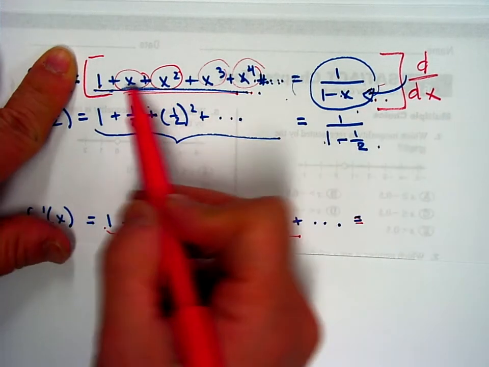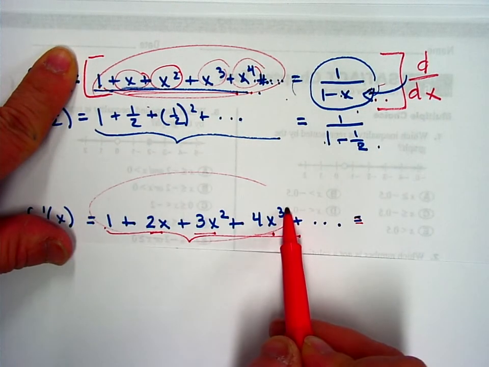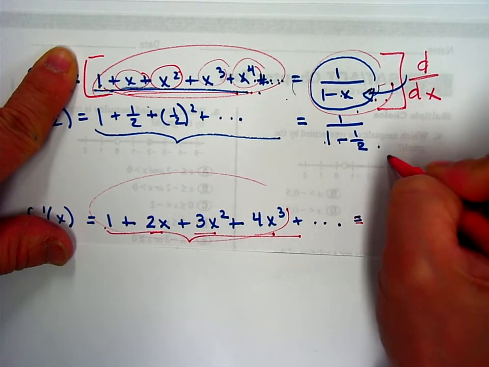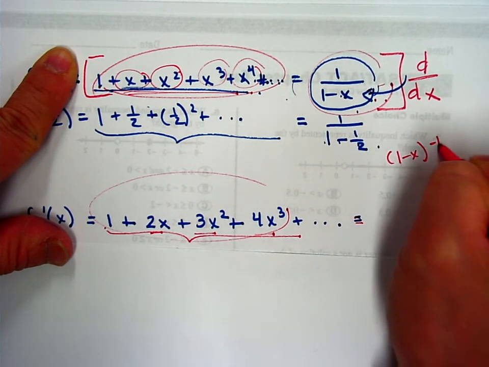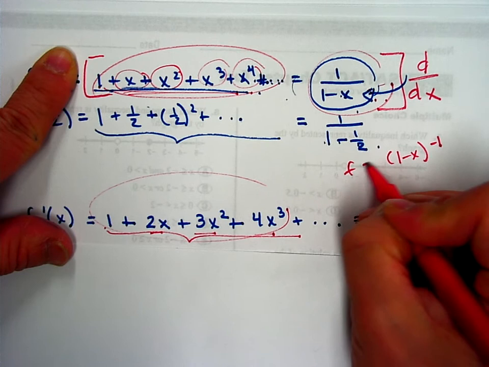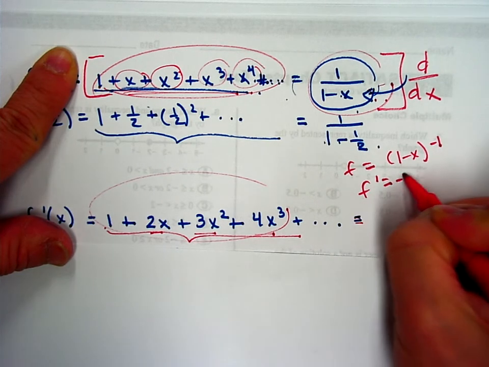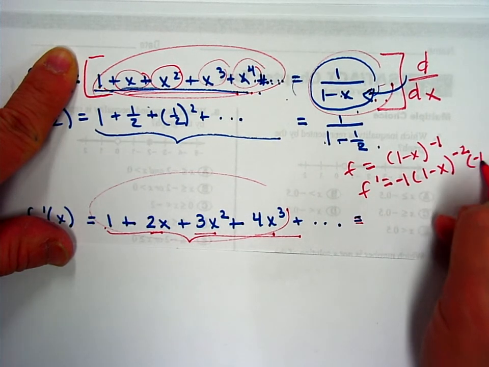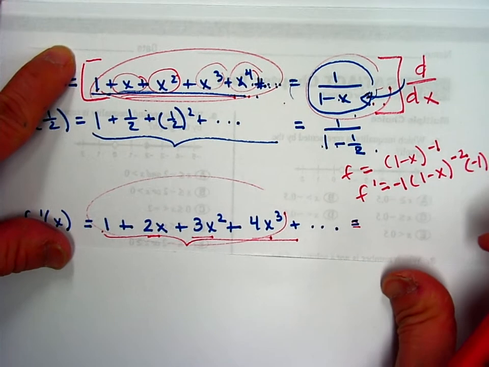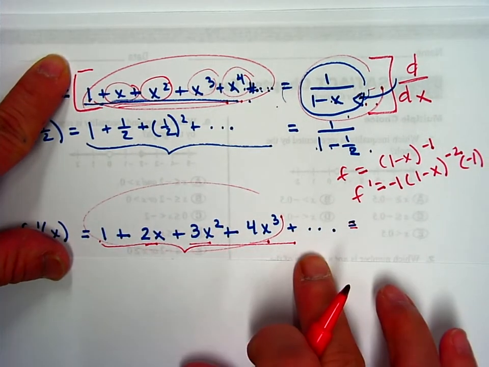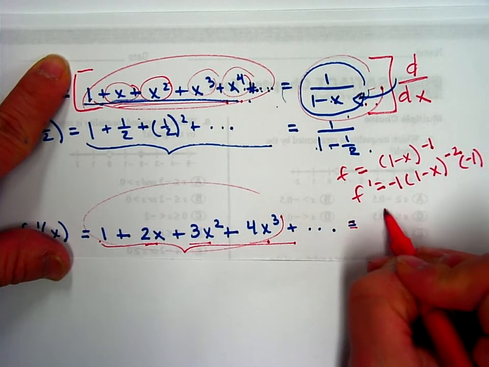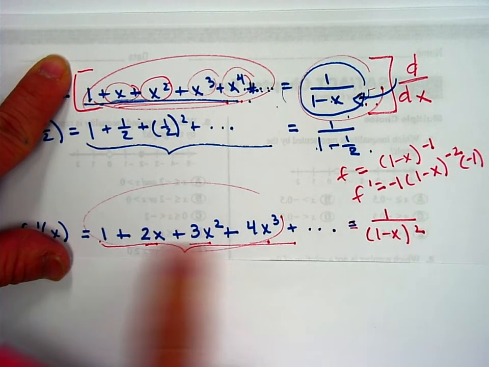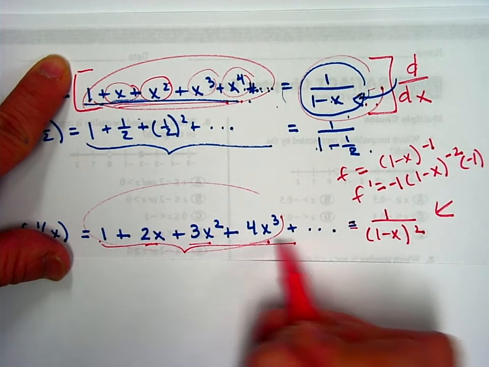So the derivative of this is these terms. I can also take the derivative of this. I'm going to rewrite that as 1 minus x to the negative 1. So that's f. So f prime would be negative 1 times (1 minus x) to the negative 2. Do your chain rule. There's my f prime. So this entire series added up is really the same as 1 over (1 minus x) squared. And there's no way we could come up with this directly because this is not a geometric series anymore.